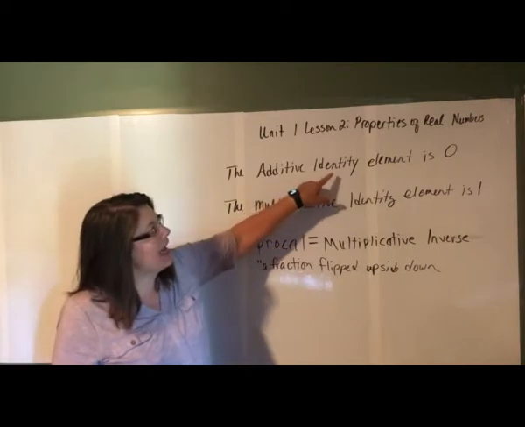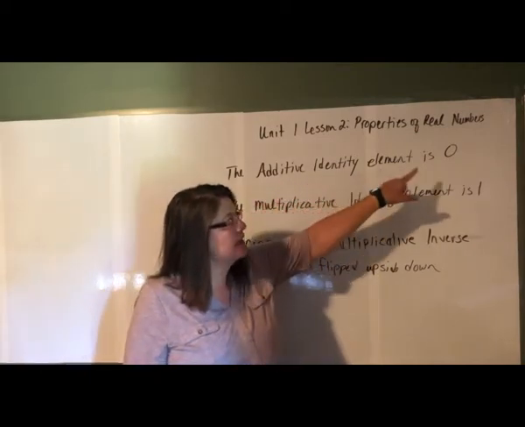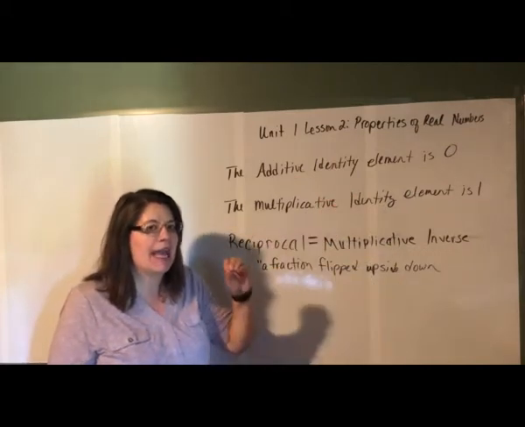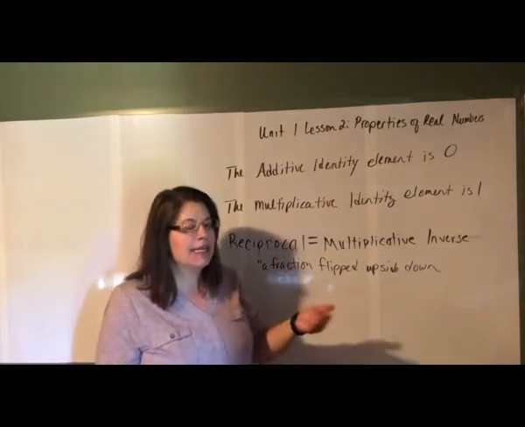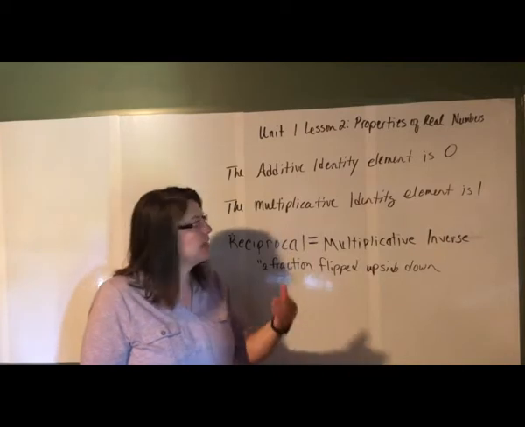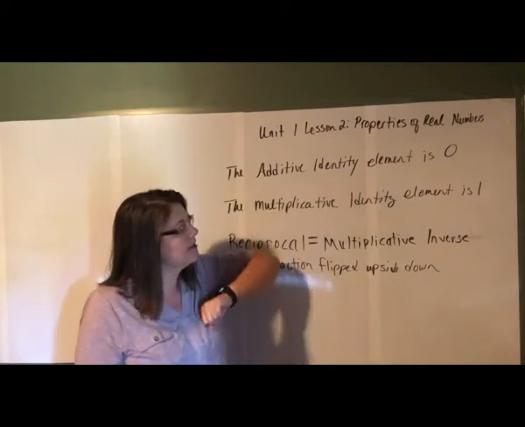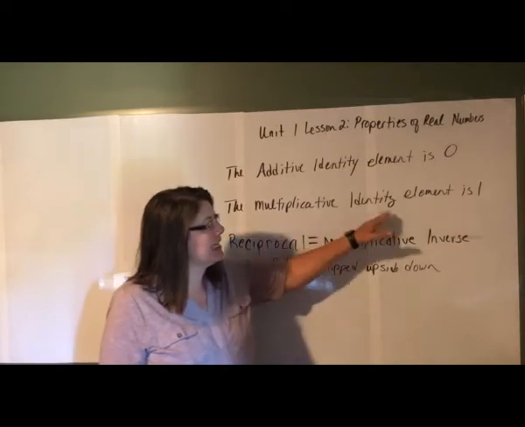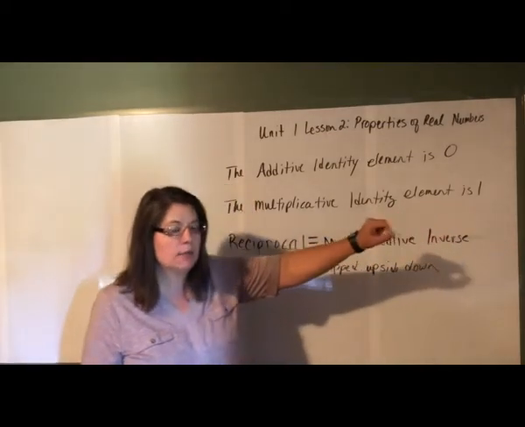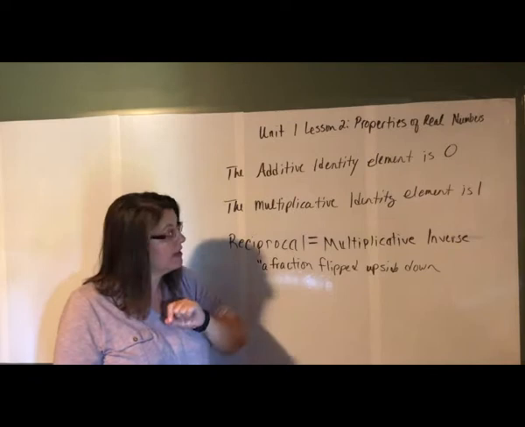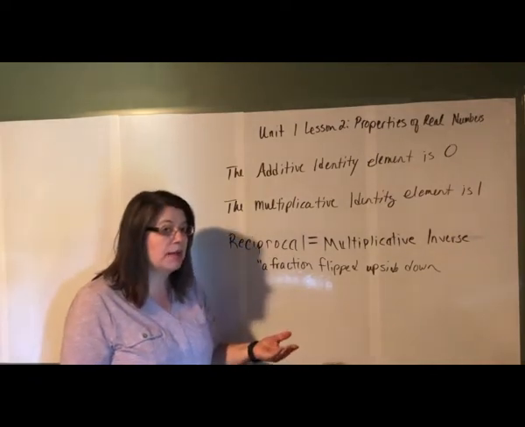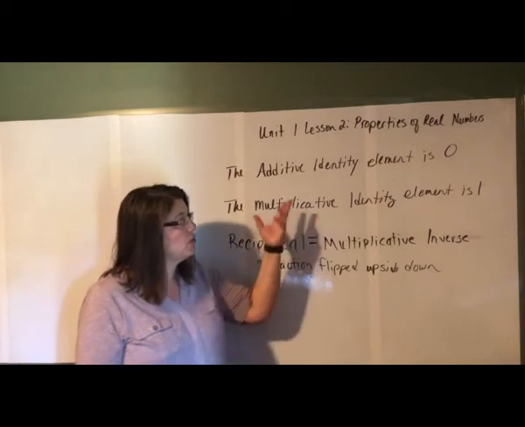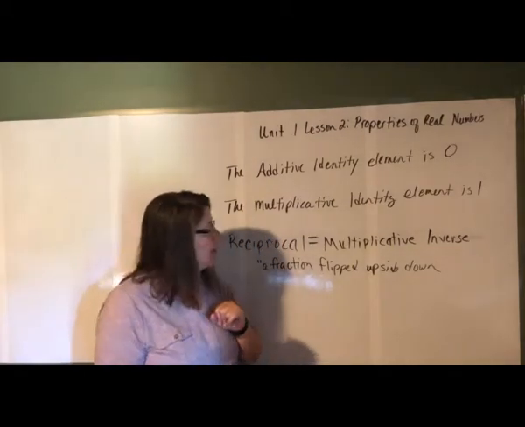The additive identity element is 0 because 0 is the number that you can add to any number and get that number itself. Okay, so the additive identity element will be 0. Similar to that, the multiplicative identity element is going to be 1, because any number multiplied by 1 will give us that number itself, its identity. So those two terms you need to be familiar with.